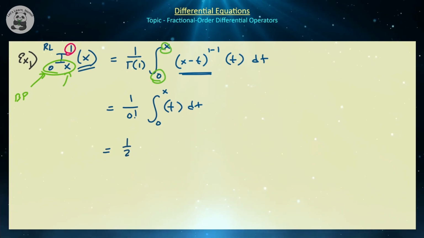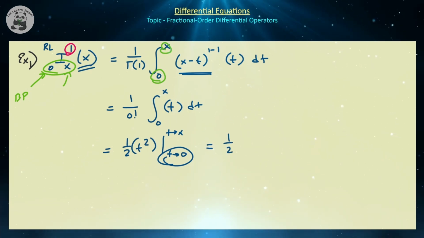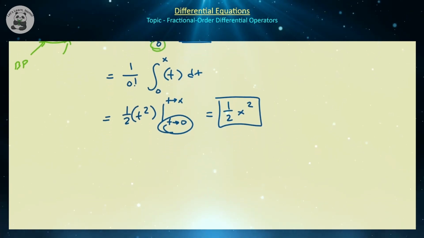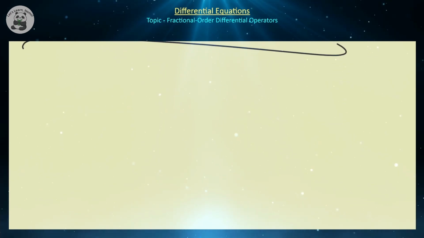And then we're going to have 1/2 t squared, and then we're going to evaluate this as t goes to x and as t goes to 0. Notice that if this base point is changed from 0 to some other number, you're going to have some other constants. But since it's equal to 0, we have the very friendly function 1/2 x squared, which is the intuitive answer for what we should get. So that example is not too bad. So let's look at the second one.